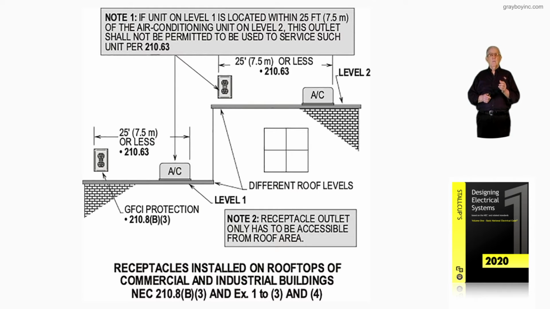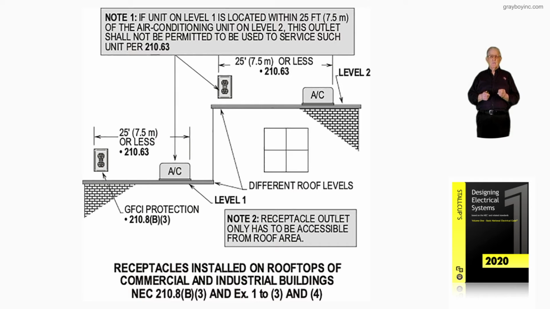And Note 1 basically says, and this is important, if the unit on level 1 is located within 25 foot of the air conditioning unit on level 2, this outlet shall not be permitted to be used to service each unit in accordance with 210.63, which requires this outlet, along with Article 440 of the NEC. So level 1 and level 2 would have to have this receptacle outlet.